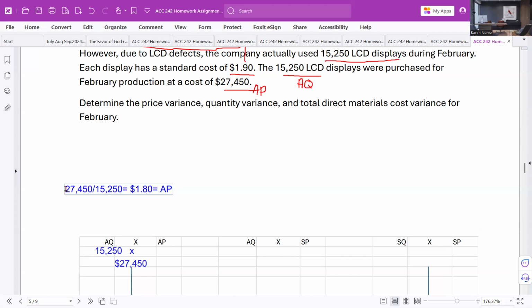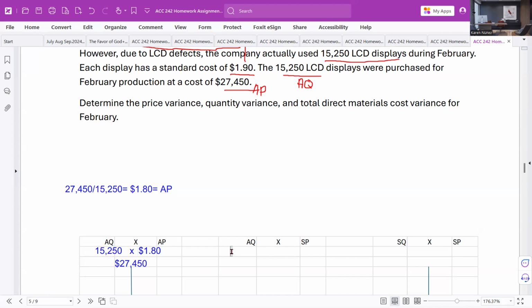That's what they actually paid, right? The total was 27,450. They bought 15,250 of them. That's an actual price of $1.80. Not that we really need it for anything. We have the total actual price paid. That's good enough for our purposes, but it provides us with a little bit more information.